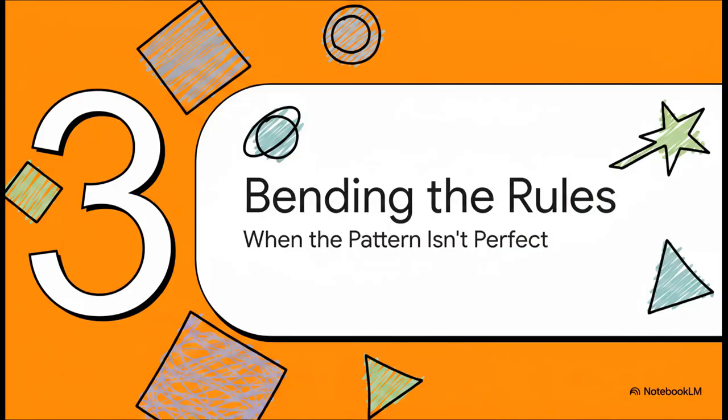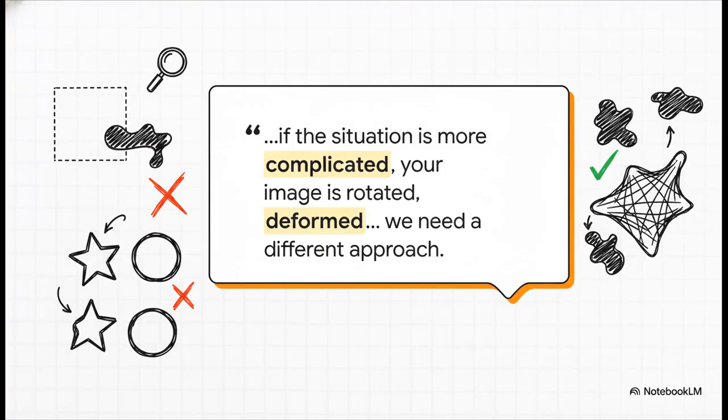Okay, so we've figured out how to make our search faster. But what about another real-world problem? What if the object we're looking for isn't perfect? What if it's been rotated or stretched or warped a little bit? Our rigid little template just isn't going to work anymore. And as this quote from our source material puts it so well, once the situation gets more complicated, once things are rotated or deformed, that old sliding picture method completely falls apart. We're going to need a whole new approach.